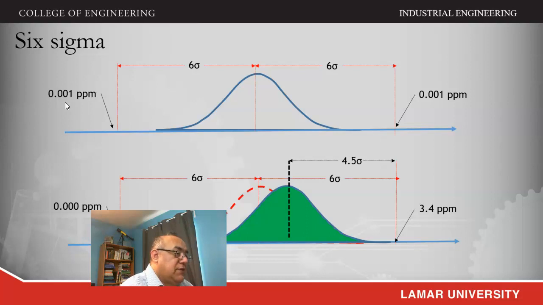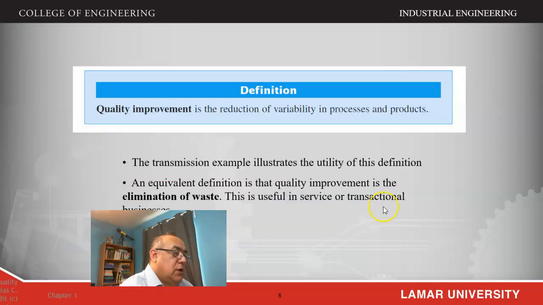Now, this is achieved not by extending the specification limits, but by reducing the variability. What we really want is to reduce the width of the normal distribution by making sure that the process repeats again and again. So the definition for quality improvement, both in the book and for the course, is the reduction of variability in the process and products. And there is an example of a transmission that explains that, and the topic that I just mentioned.